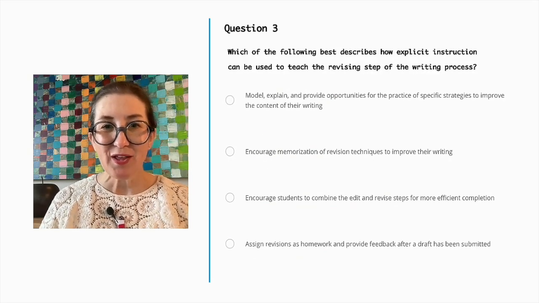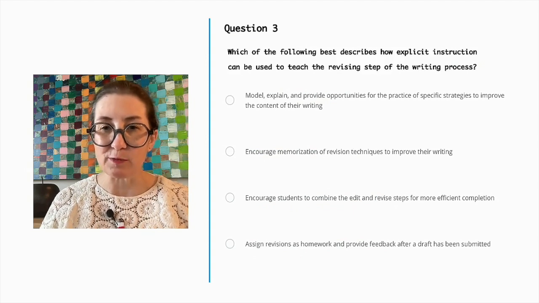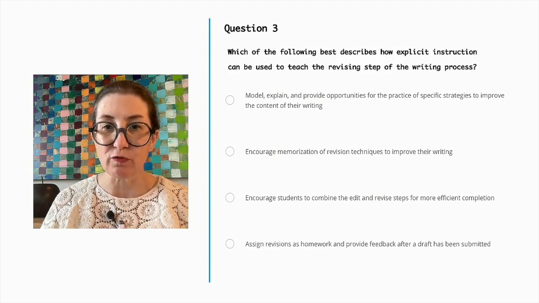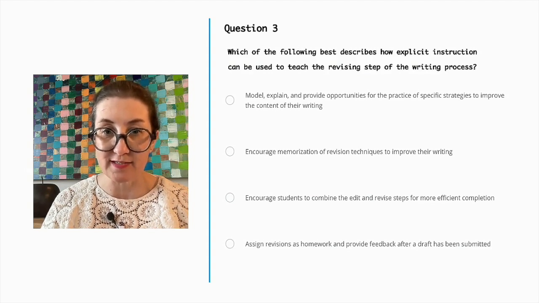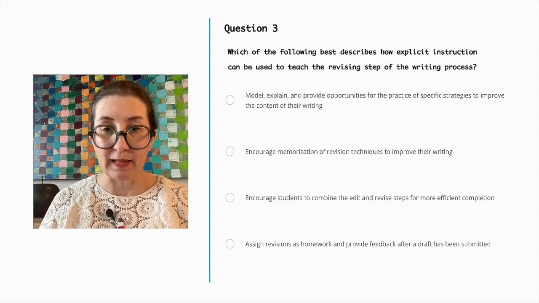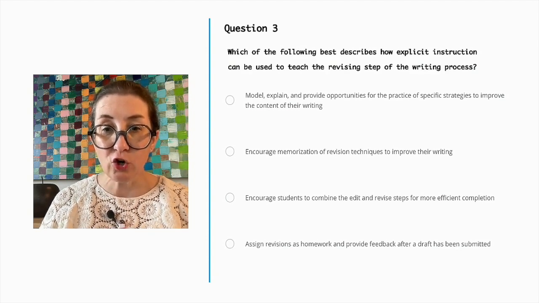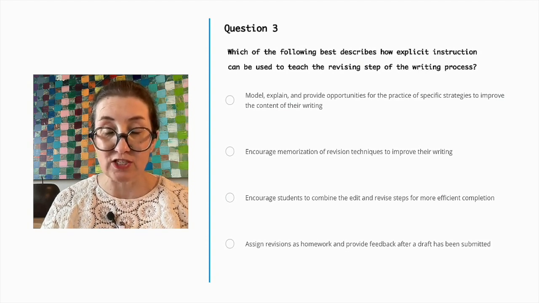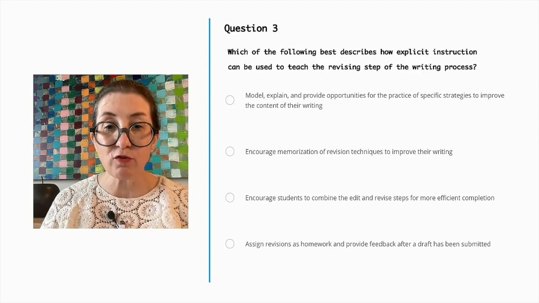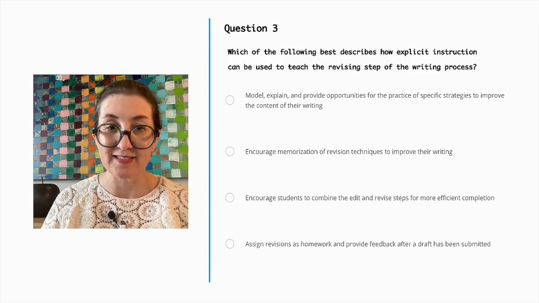Question number 3. Which of the following best describes how explicit instruction can be used to teach the revising step of the writing process? Model, explain, and provide opportunities for the practice of specific strategies to improve the content of their writing. Encourage memorization of revision techniques to improve their writing. Encourage students to combine the edit and revise steps for more efficient completion. Or assign revisions as homework and provide feedback after a draft has been submitted.